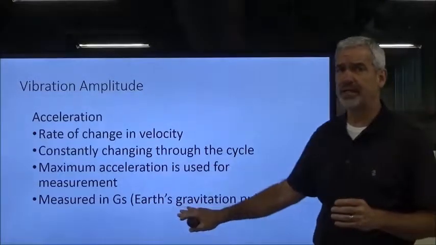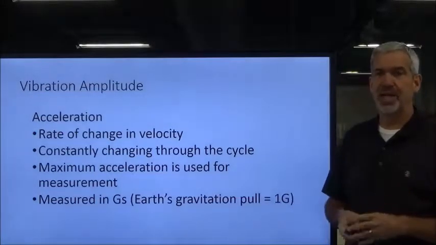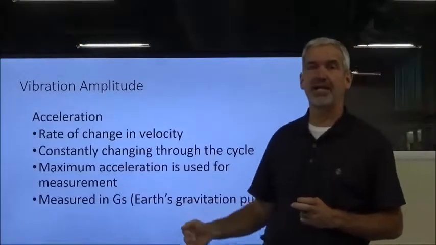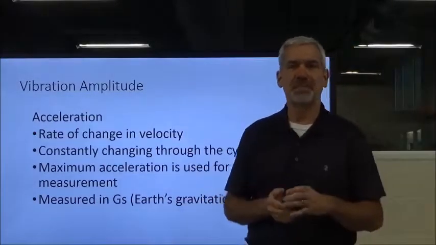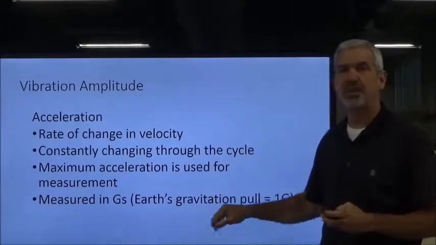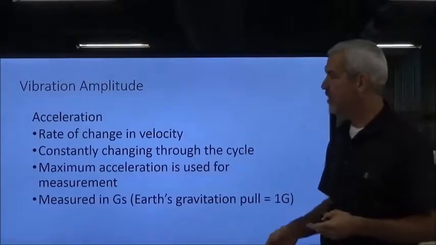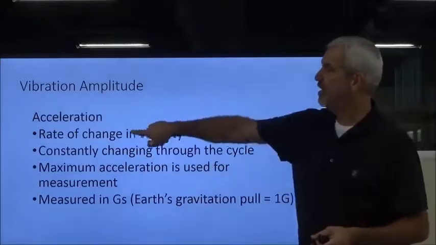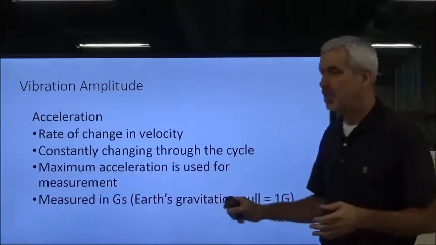We measure that acceleration in G's. G-force is the Earth's gravitational pull. How much gravitational pull the Earth provides is considered 1G. Anything above that is a multiple of the G's. You're talking about jet pilots pulling 4 or 5 G's in their jet. That's the Earth's gravitational pull multiplied by 3 or 4 times, which their body is subjected to. Well, the same thing goes on here. The machine is subjected to the acceleration, how quickly it moves through that sine wave. So that's measured in G's.